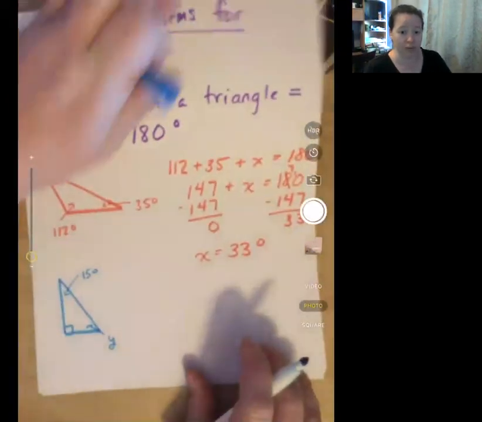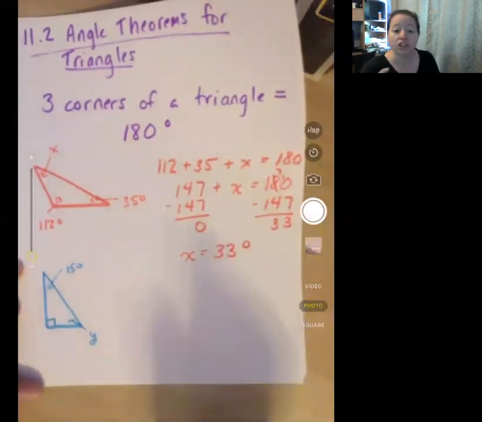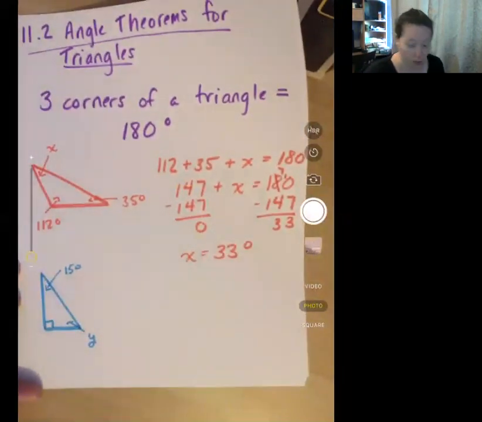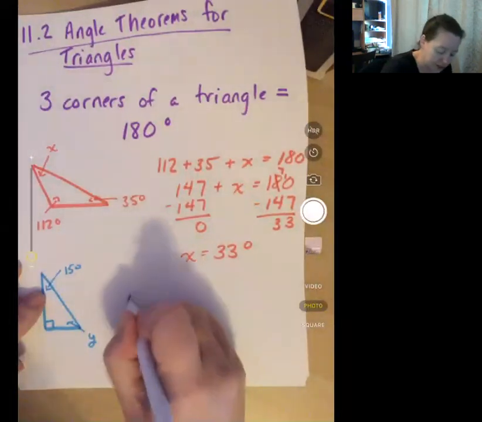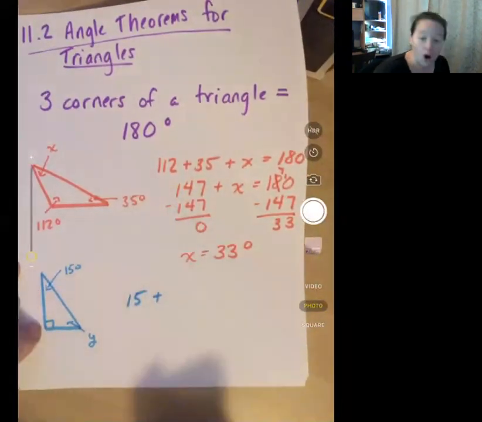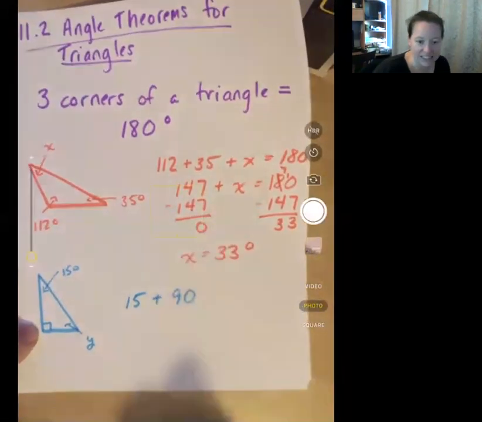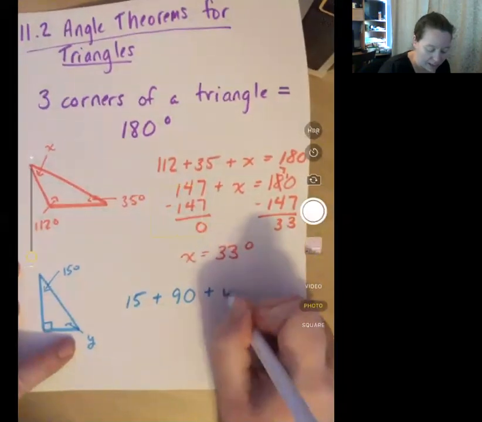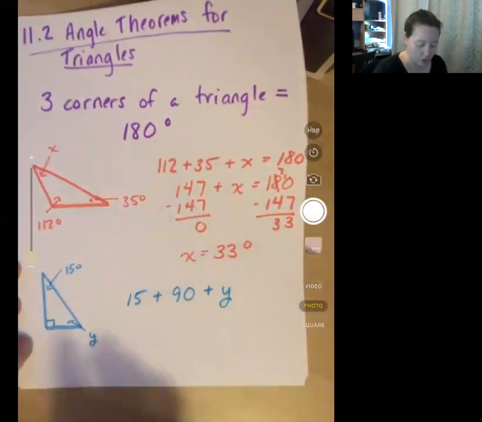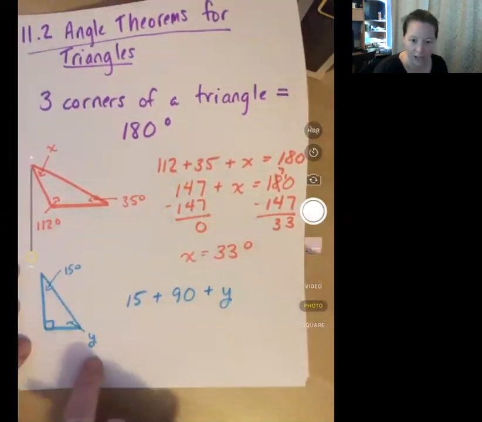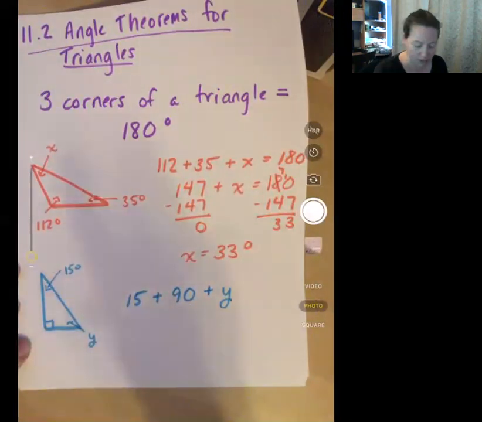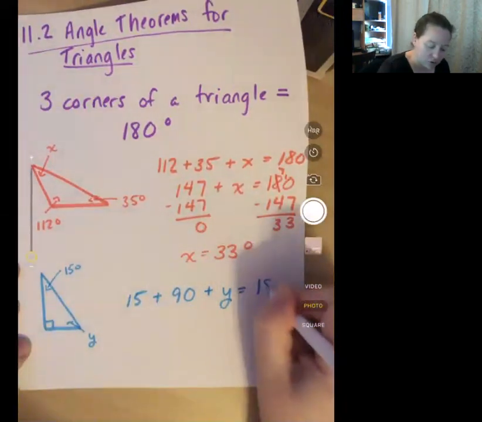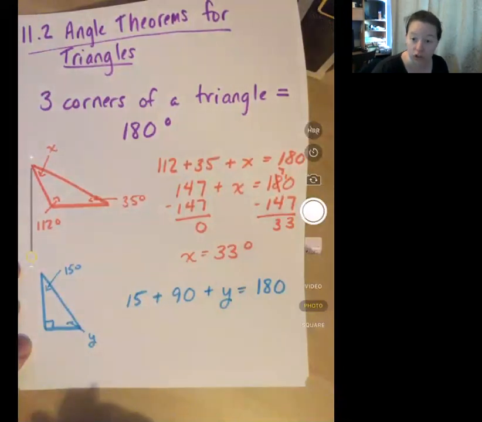So, sorry, I need to move it up a bit. So what we end up doing is this. We have our 15 degrees plus our 90 degrees. That is a 90 degrees right there. Plus the y. That's our three angles. 15, 90, y. Three angles equals 180, because the three angles on a triangle always equal 180.